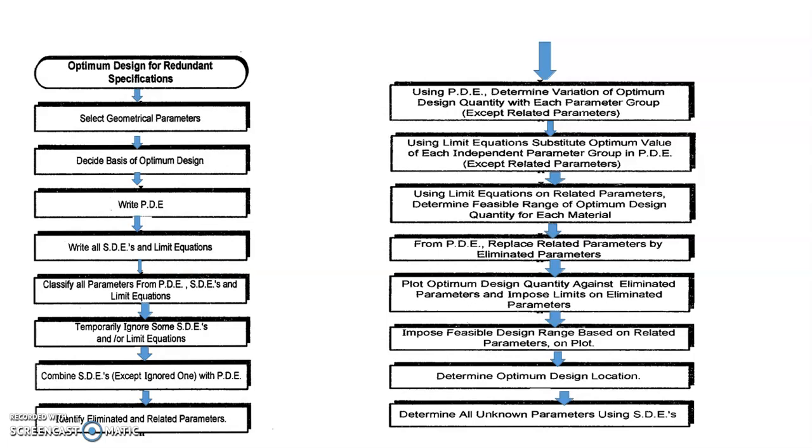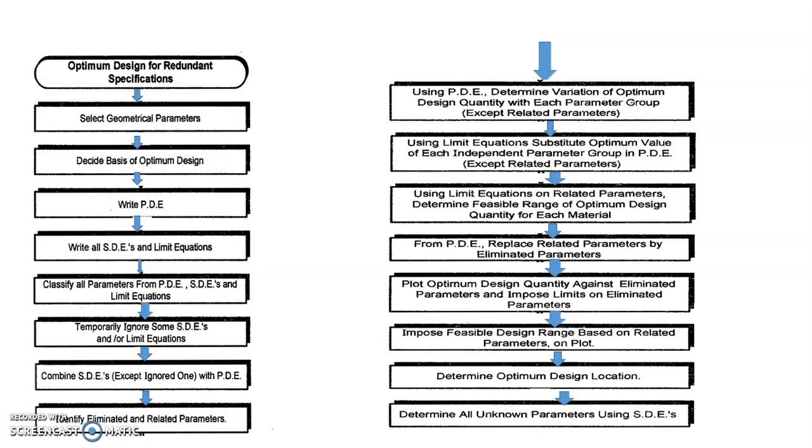Then what will be the next step? Identify eliminated and related parameters. The next step will be using the primary design equation, determine the variation of optimum design quantity with each parameter group. Therefore, by using the limiting equation, substitute the optimum value of each independent parameter group in the primary design equation. Then, by accepting related parameters, the next step will be using the limiting equation on the related parameter: determine the feasibility range of the optimum design quantity for each material. Then the next step will be, from the PDE, replace related parameters by eliminated parameters.